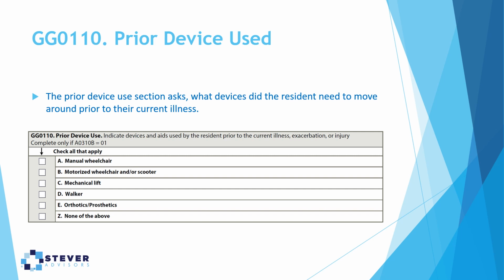The prior device use section asks what devices the resident needed to move around prior to their current illness. It is a check all that apply question with the typical responses of wheelchair, motorized wheelchair, mechanical lift, walker, and orthotic or prosthetic.